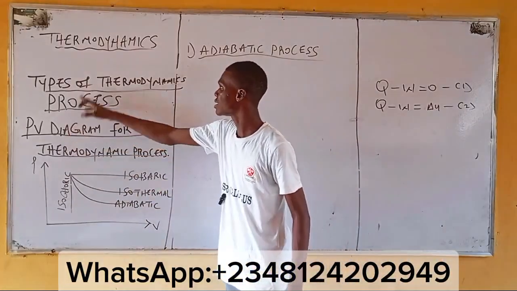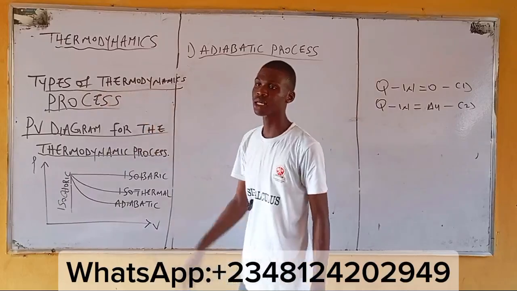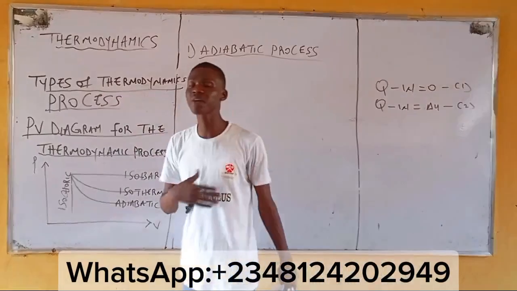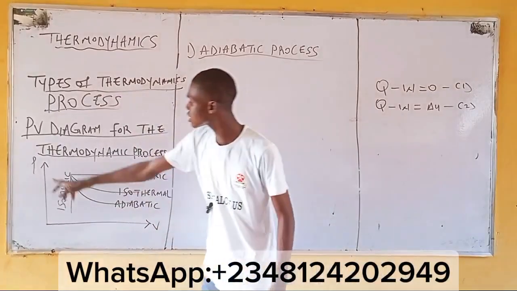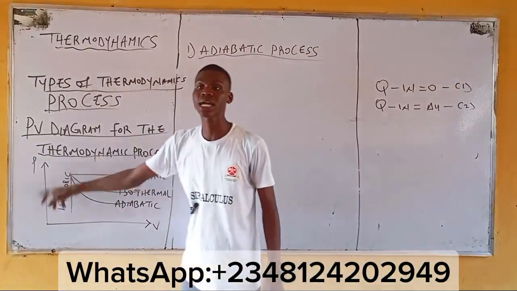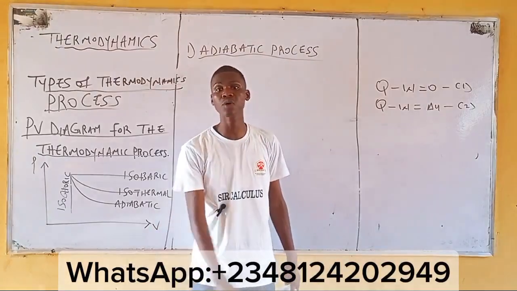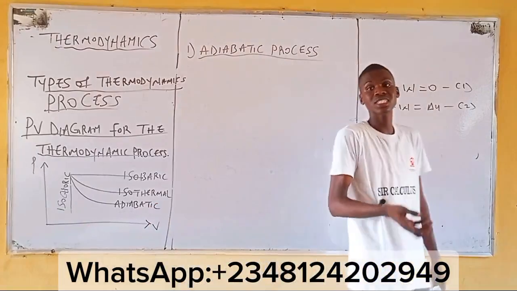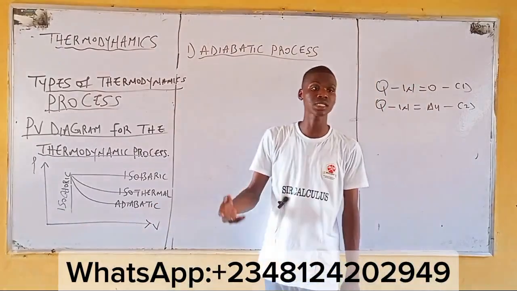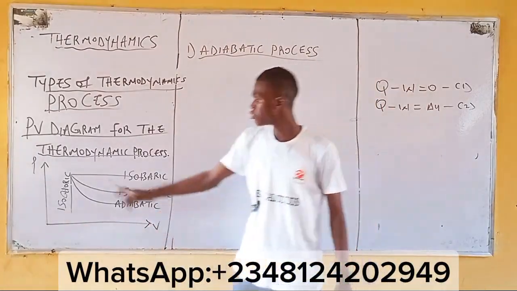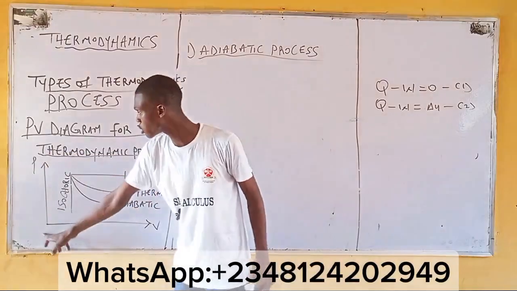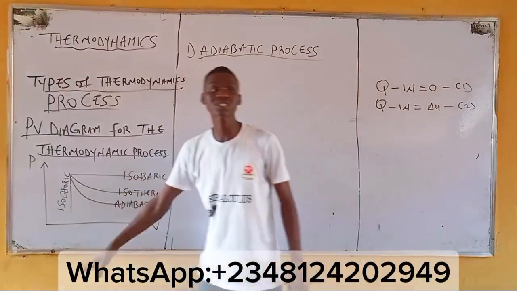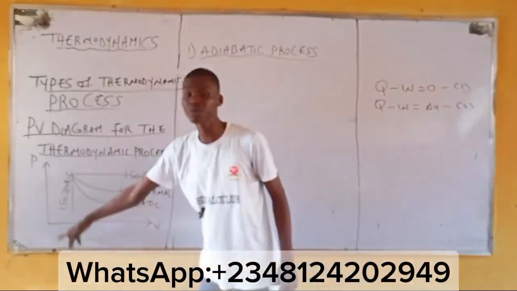We want to look at the types of thermodynamic process. This is the PV diagram for thermodynamic processes. Meaning that if the question says draw your thermodynamic process, what the question is saying is draw this diagram. This is your pressure, this is your volume. So you are representing each type of process on this PV diagram.